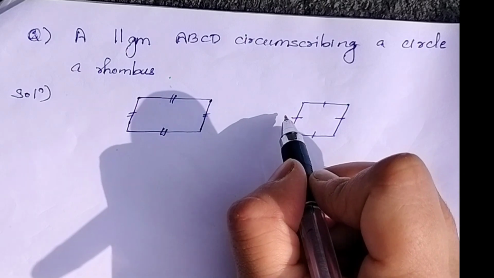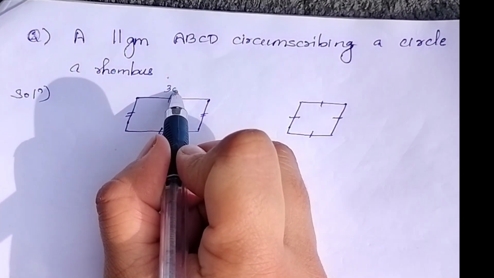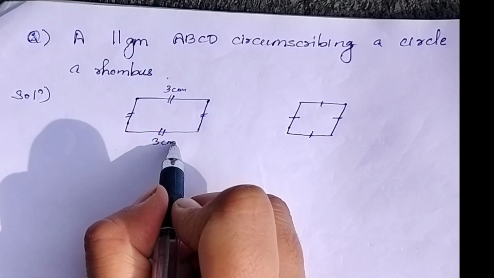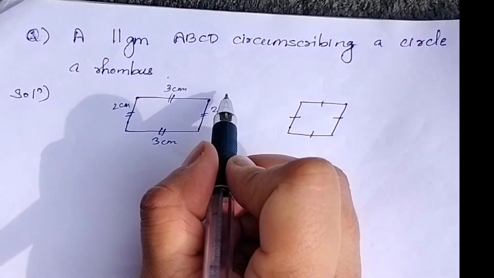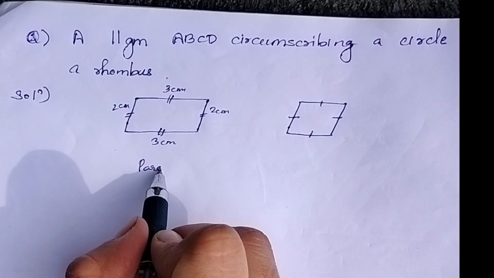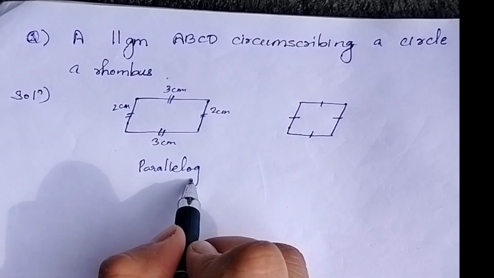For example, suppose this side is 3 centimeters, this will also be 3 centimeters, and this will be 2 centimeters, like this. This is for a parallelogram. You have to remember this, parallelogram.